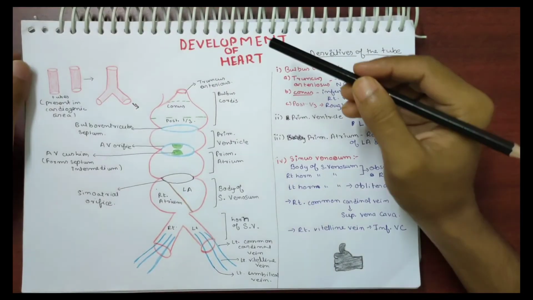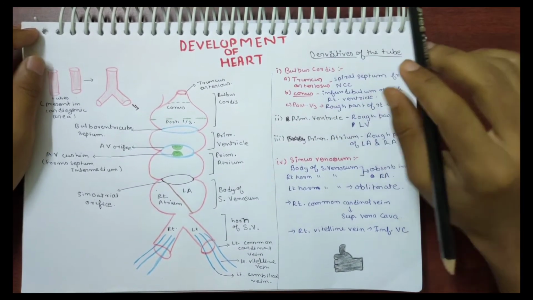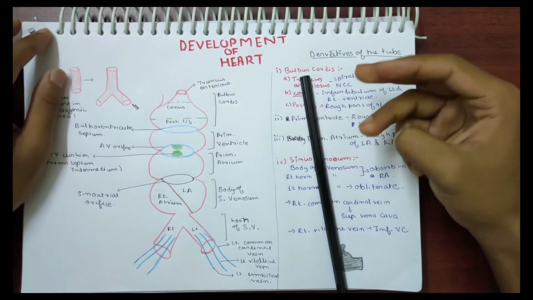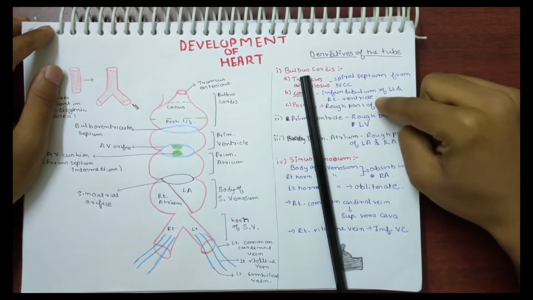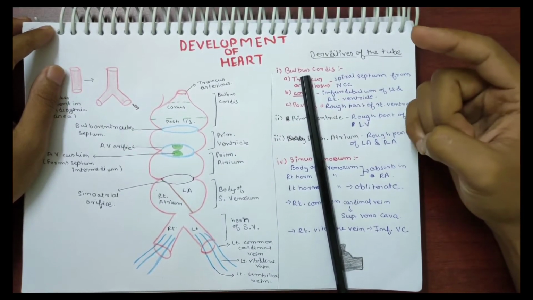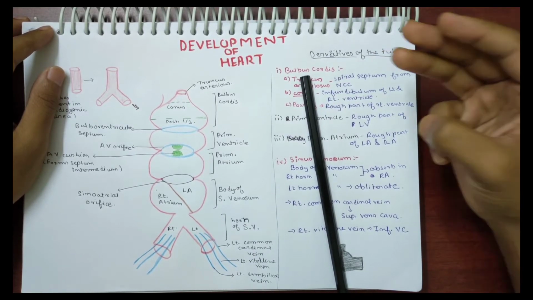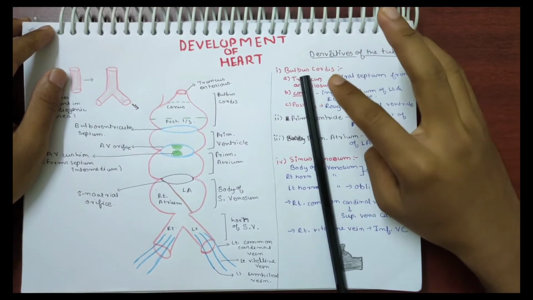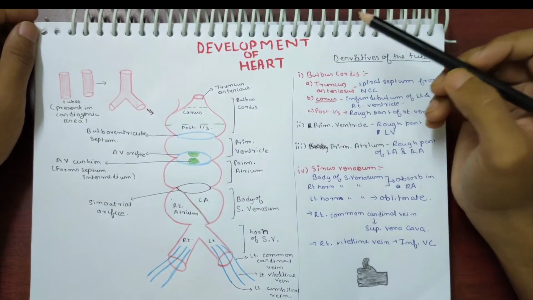So in this video we are going to talk about the development of the heart. The development of the heart is going to be divided into three parts, so there will be two more subsequent videos. The first part that is going to be discussed in this section is the development of the heart tube. After that we will discuss the development of the interatrial septum and the interventricular septum, followed by some clinical cases and correlations. So without further ado, let's get started.